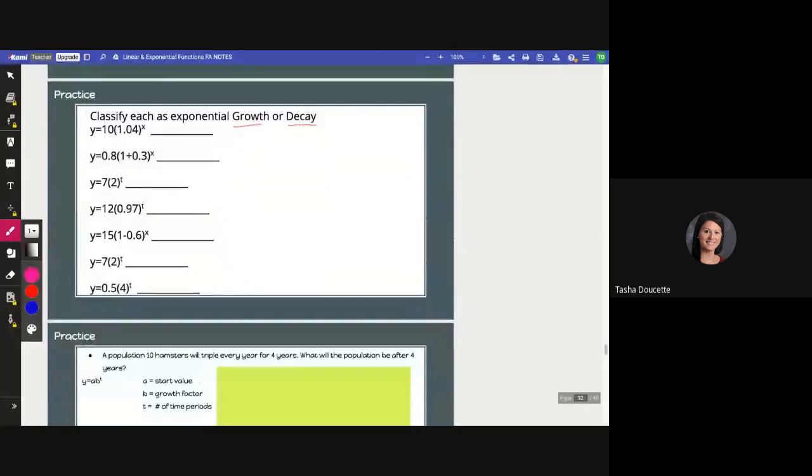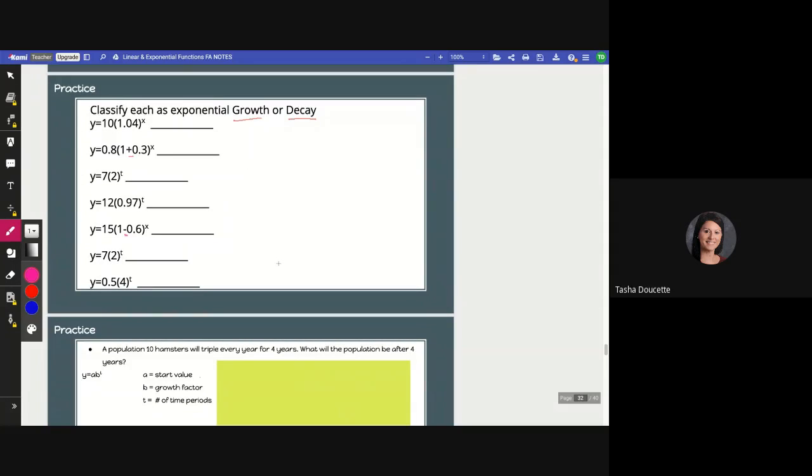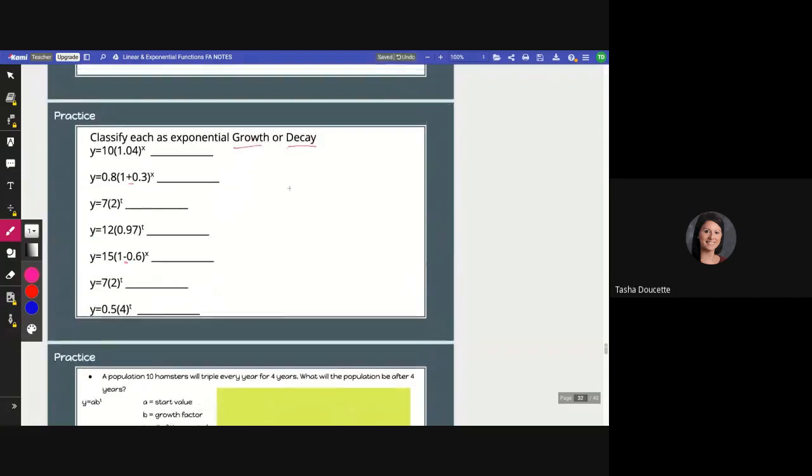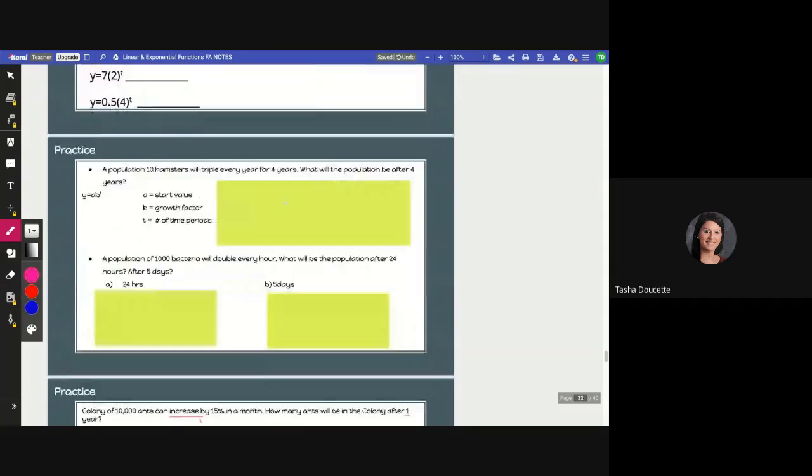Classify each as exponential growth or decay. So you're given these examples, and we went over how to figure out if it's a growth or a decay. Remember, if it's less than 1, what is it? If it's greater than 1, what is it? You can also, on these examples here, look at what's going on in those parentheses to figure it out. You can just write a G or D for growth or decay.